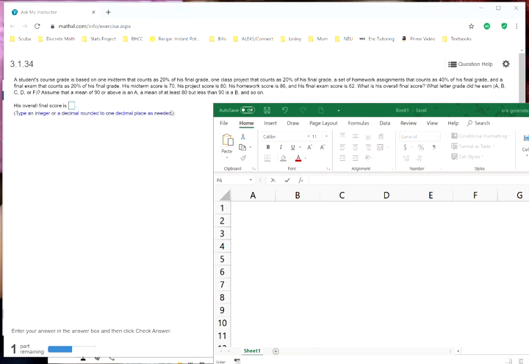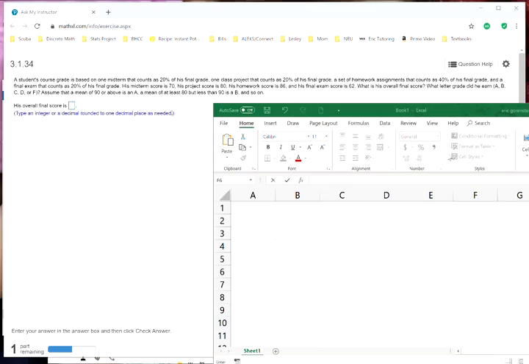A student's course grade is based on one midterm that counts as 20% of his grade. Class project is 20%. Homework assignments are 40%. And a final exam is 20%.